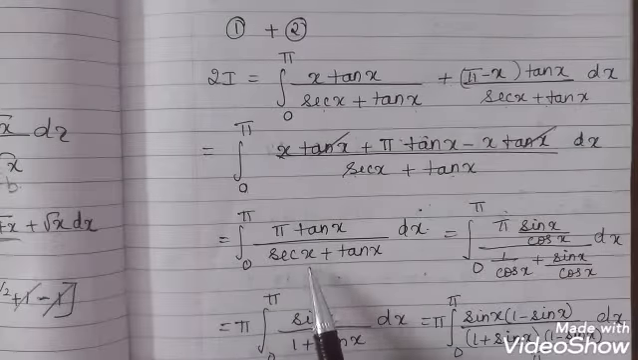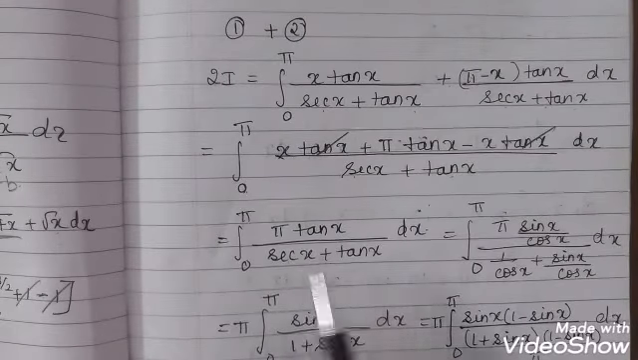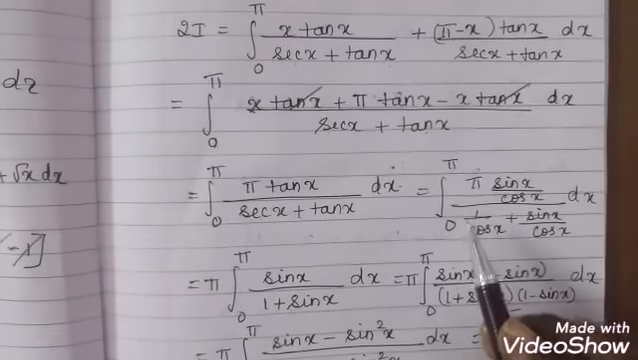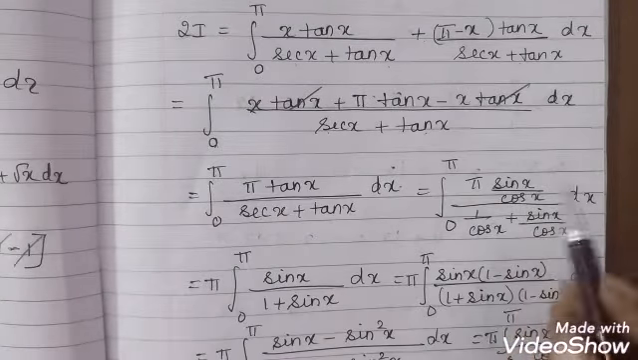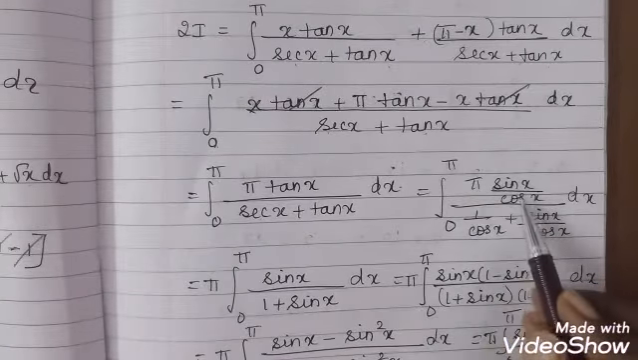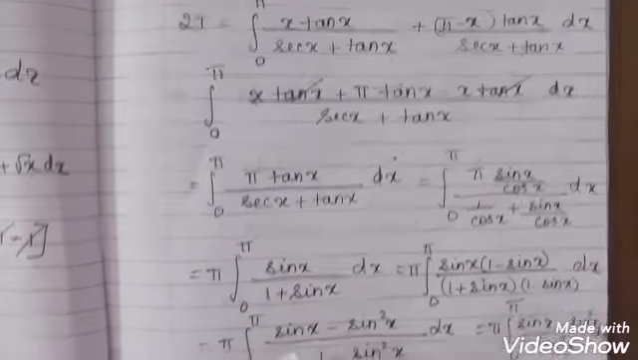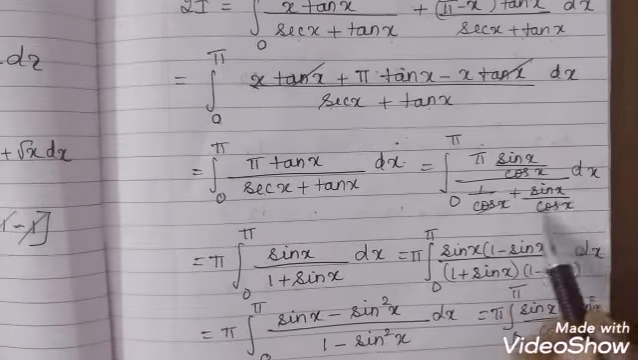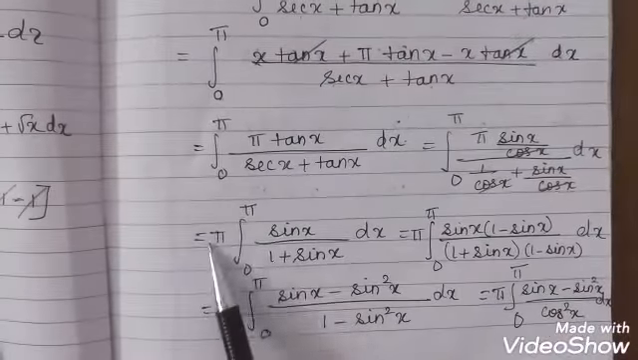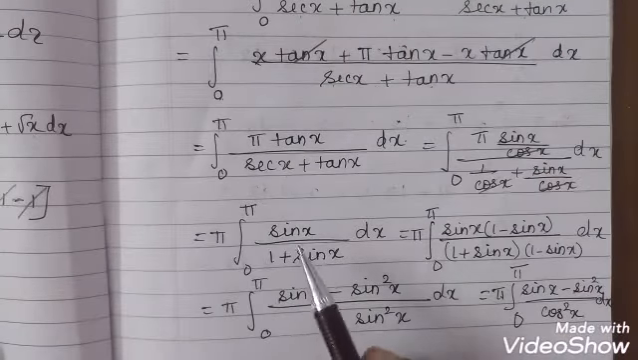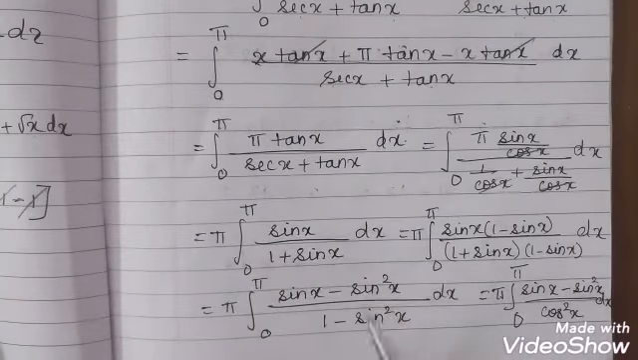Again, there's a problem with integration here. So how will I integrate it? We can simplify it first. So the integral from 0 to pi, I can write it as pi into sine by cos divided by 1 by cos plus sine by cos. In this case the cos everywhere gets cancelled. You're left with pi into the integral from 0 to pi of sin x divided by 1 plus sin x dx.